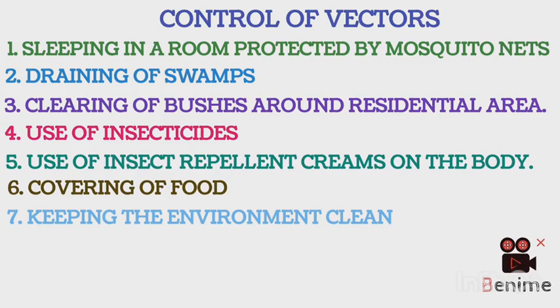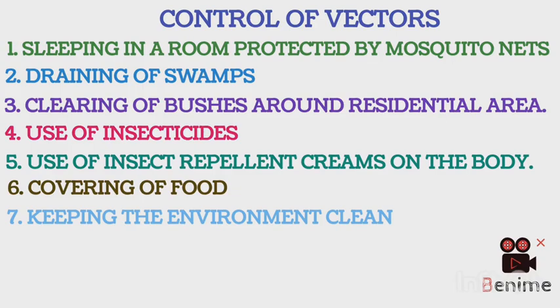When you clear your bushes, it will reduce the growth of microorganisms. Use of insecticide: these are chemicals that are used to kill mosquitoes and insects. Use of insect repellent cream on the body: these are chemicals that repel mosquitoes away. If you go camping, you can rub this on your body, to ward off insects from biting your skin.